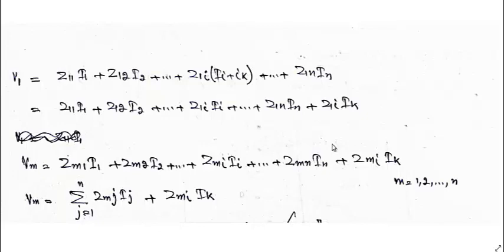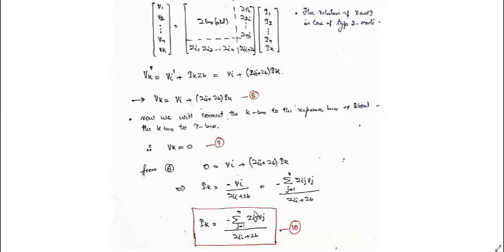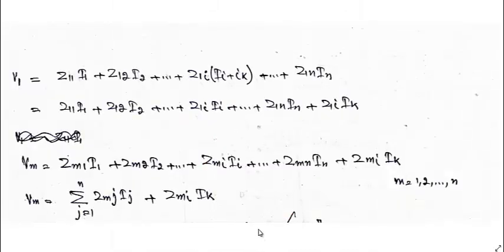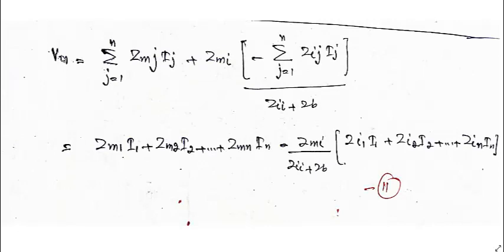In the last class, we were here at Vm is equal to summation j is equal to 1 to n of Zmj Ij plus Zmi into Ik. Now, since we have derived Ik is equal to minus this, we can substitute the value of Ik over here. So it gives Vm is equal to summation j is equal to 1 to n of Zmj Ij plus Zmi into the value of Ik.